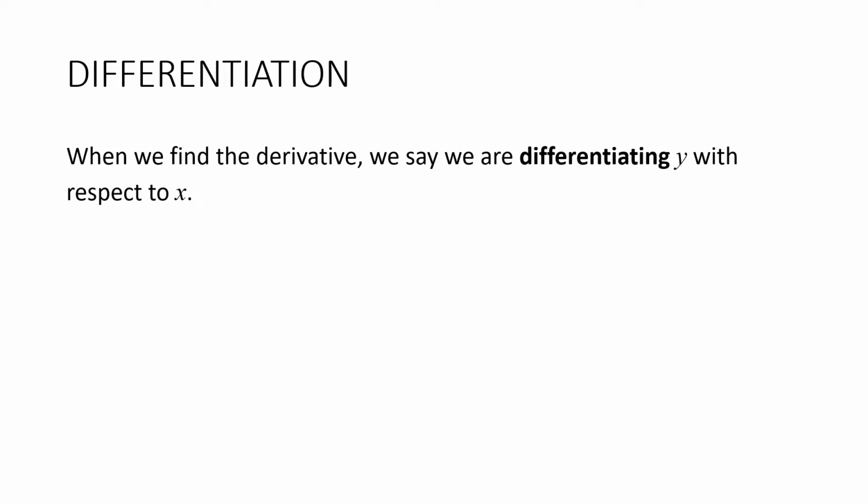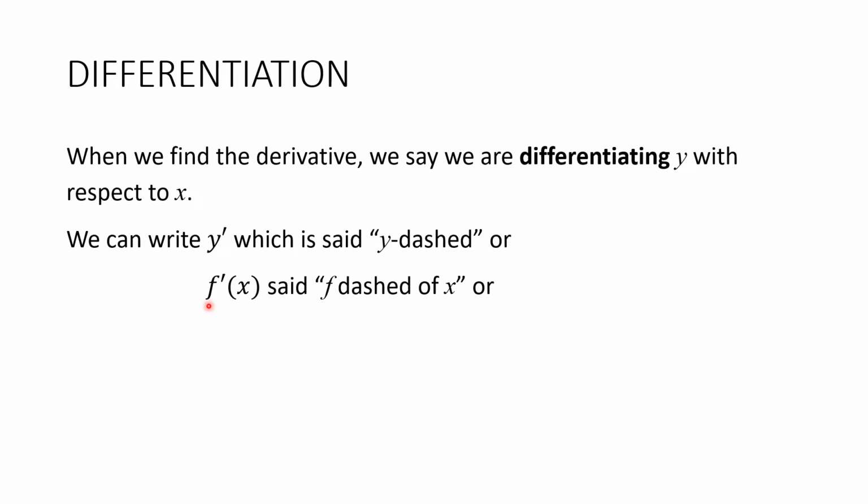Now just a bit of notation and language. When we find the derivative or the gradient of the tangent, we say we are differentiating y with respect to x. And there's a couple of different ways we can write this. We can write y with an apostrophe after it, and we say y dashed. Or we can say f dashed of x. Or we can say dy dx.